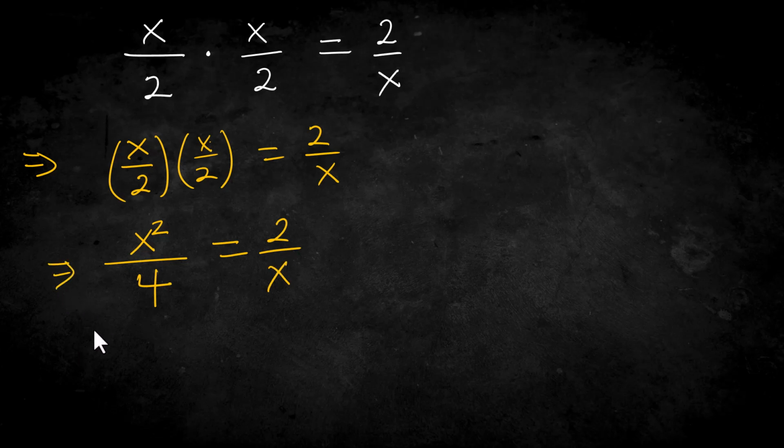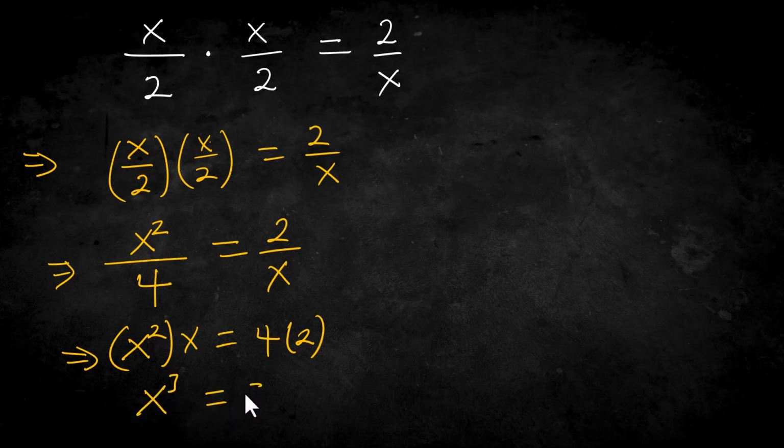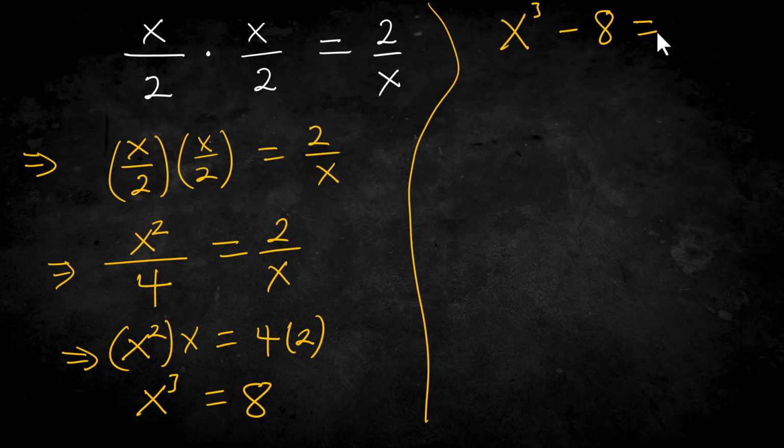So let's go ahead and do cross multiplication. x squared times x, then 4 times 2. So we have x cubed equals 8. All right. So we have x cubed minus 8 equals 0. So this one becomes an identity.